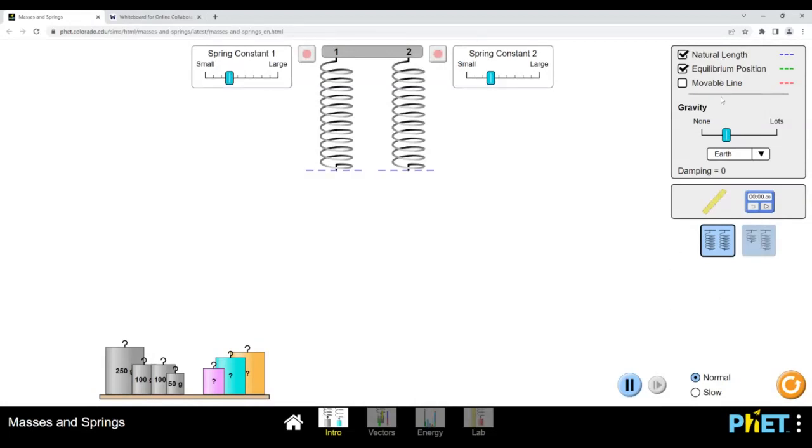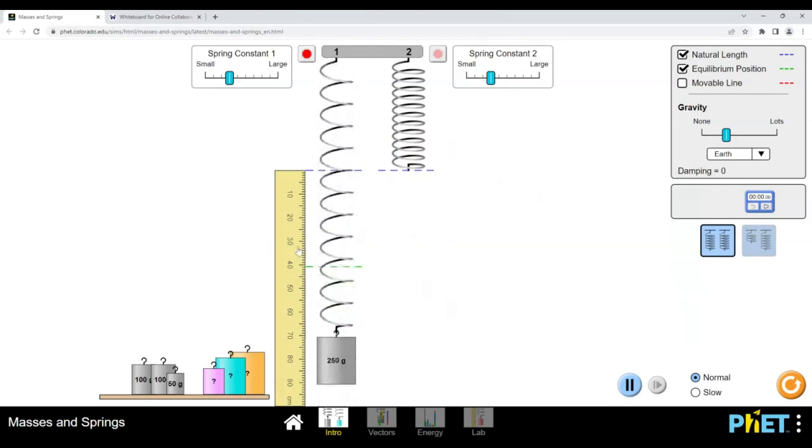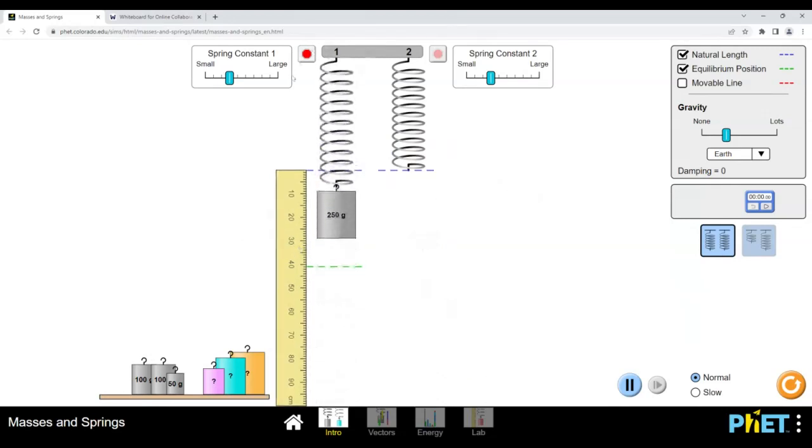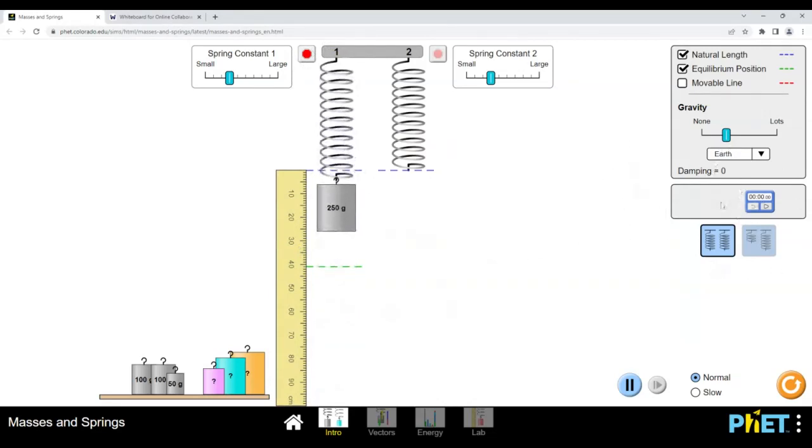We want to turn on the natural length and the equilibrium position. So natural length is the spring when there's nothing on it, and then the equilibrium position is where the spring stops when you put more mass on it. So if I come and I put this one on there, then that shows me where it would stop once it settled down. Now, this is pretending that there is no gravity.